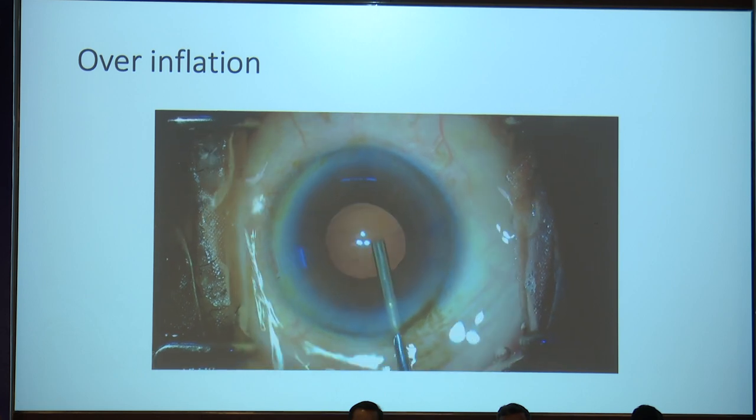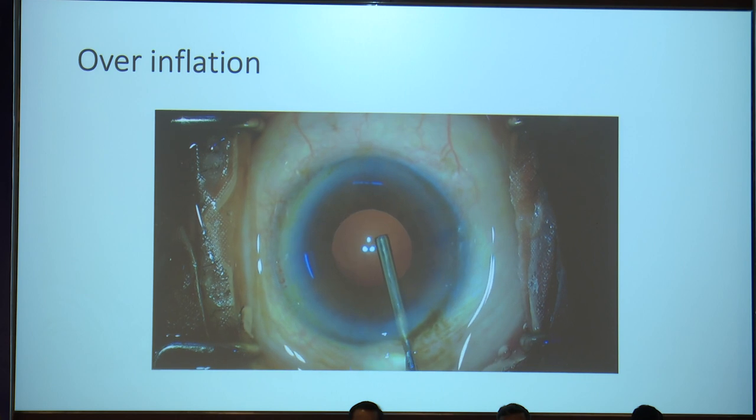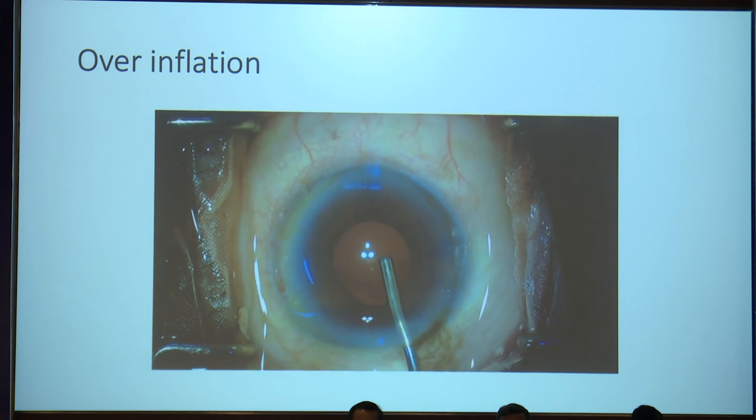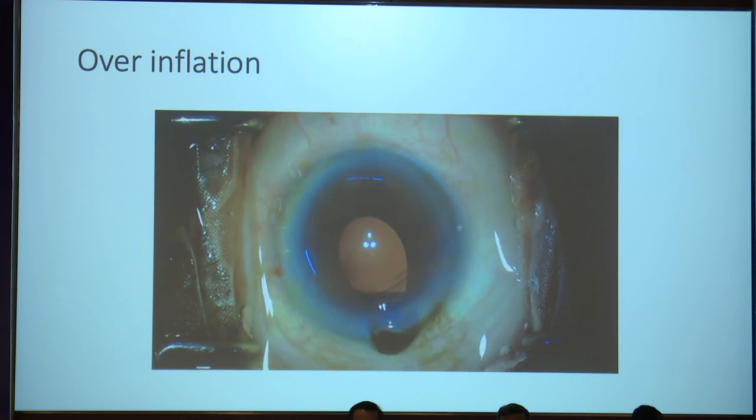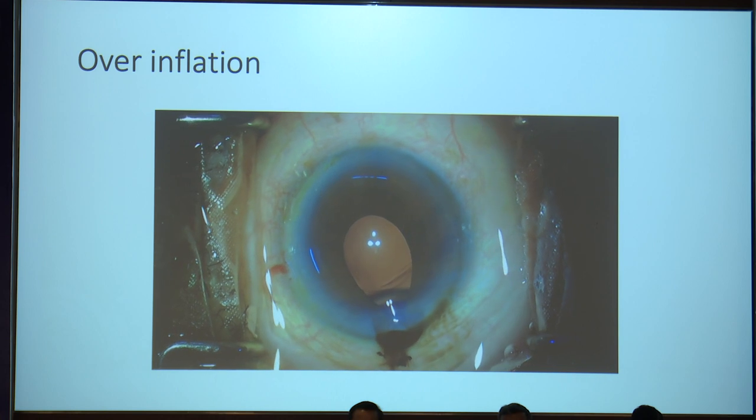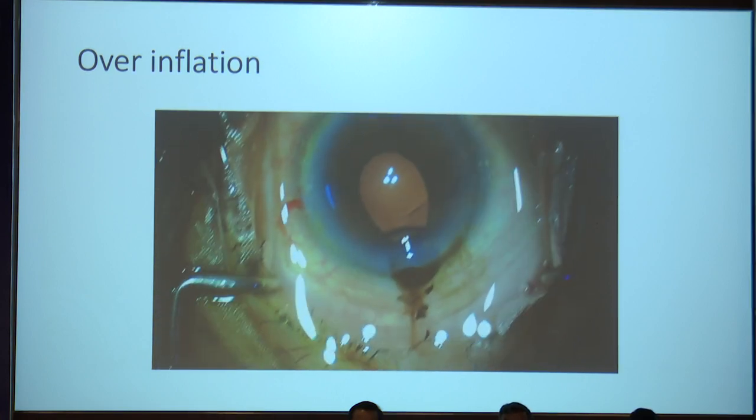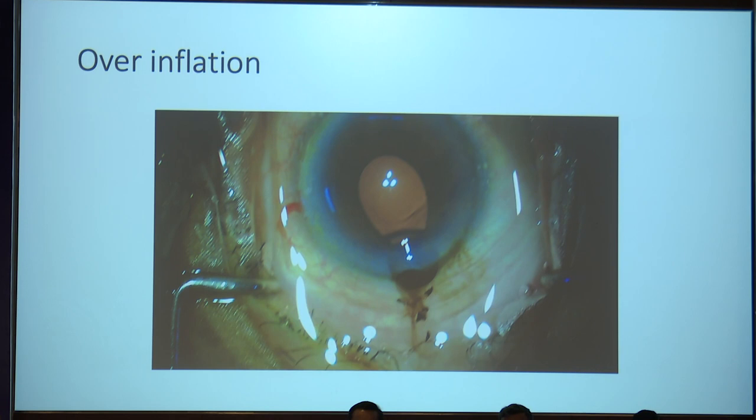So here the surgeon has completed the phaco, and now he's preparing to inject a lens and injecting some viscoelastic into the posterior bag, into the bag. And due to the overinflation, you can see that there is an iris prolapse.